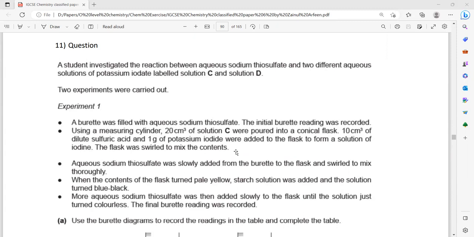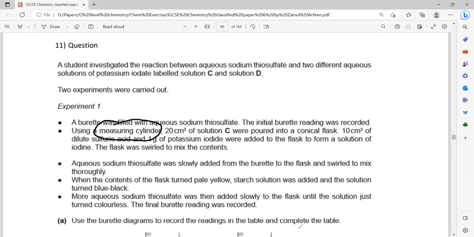Measuring cylinder was used to fill 20 centimeter cube of solution C. Yeah, so measuring cylinder is used for that. We can use burette for that, but you cannot mention pipette because it is not 25 cm cube.